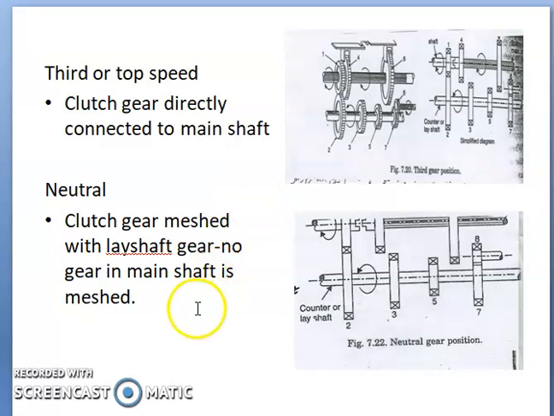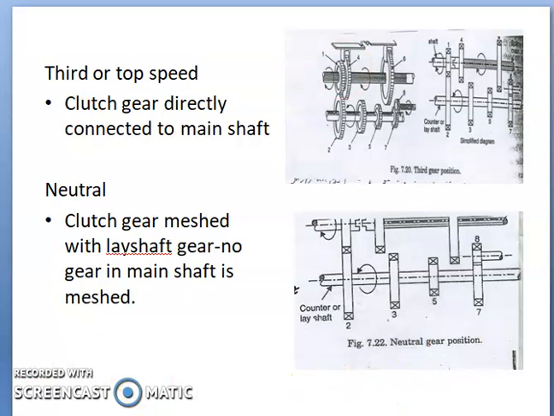And for neutral, none of the gears in the main shaft are engaged with the gears in the counter shaft. So the drive from the clutch gear goes to the counter shaft, and from the counter shaft it doesn't go to the main shaft. So it just keeps on rotating. So the transmission is not going back to the main shaft. So this is how the neutral gear works.